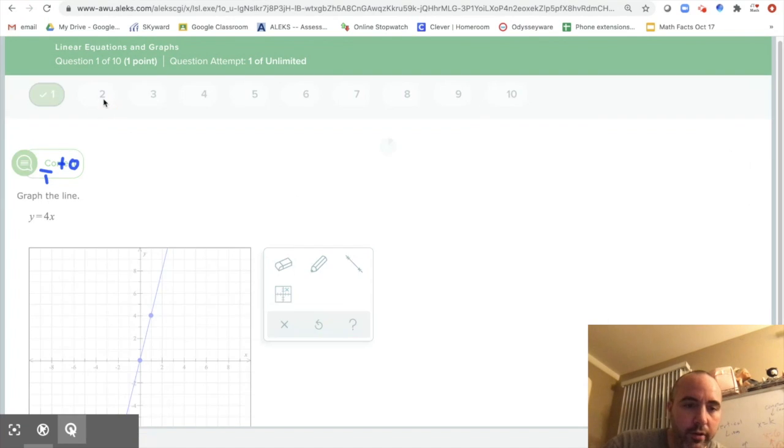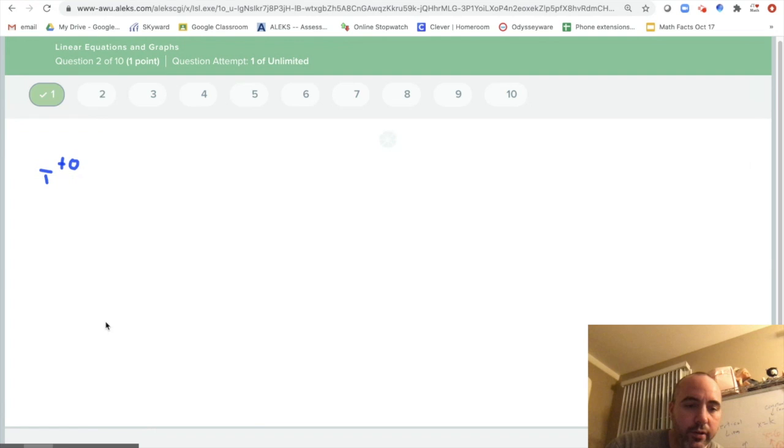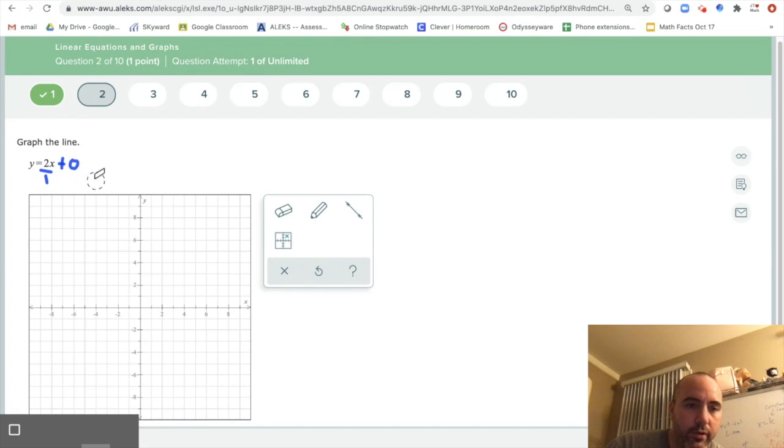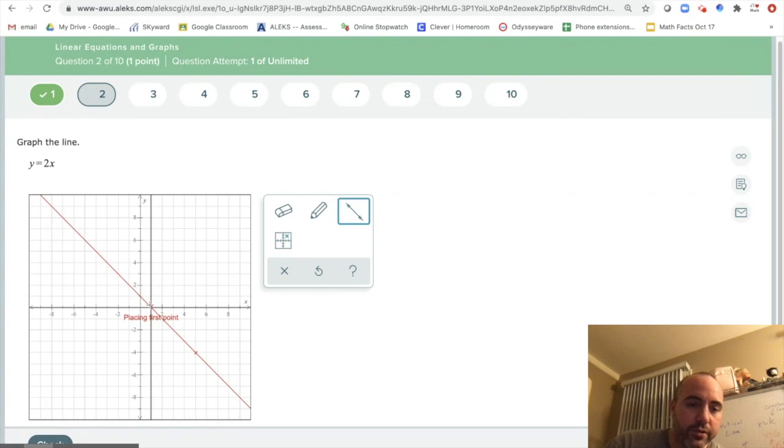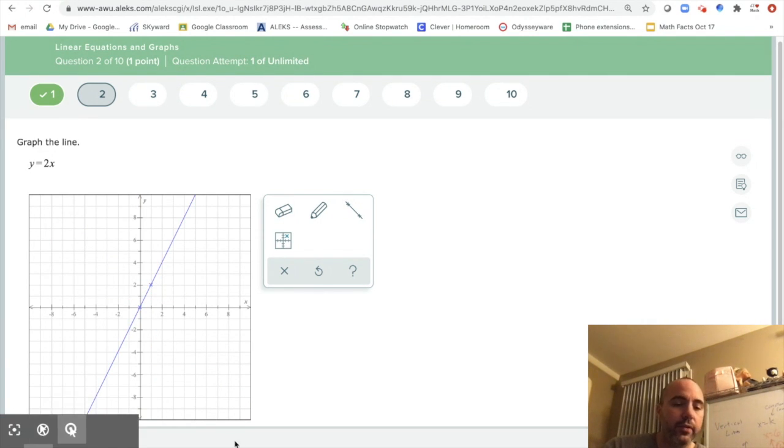All right, so moving on to the next question here. Let's erase what we had on there. Same idea, 2x, but we can think of it as y equals 2x plus 0. So we're going to start, and we can actually just use a line tool if you want. You can start at 0 at your y-intercept and go up 1, 2, and 2 is the same thing as 2 over 1, so rise over run. We've got that.